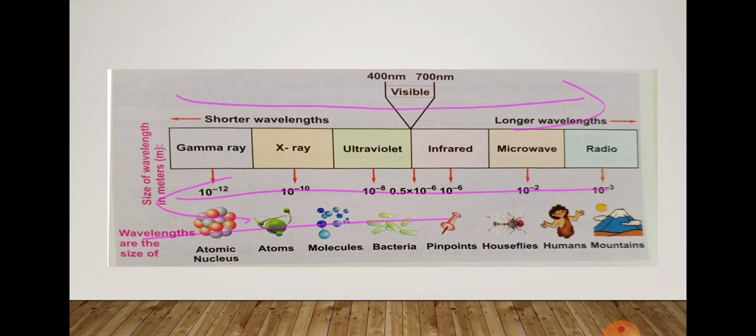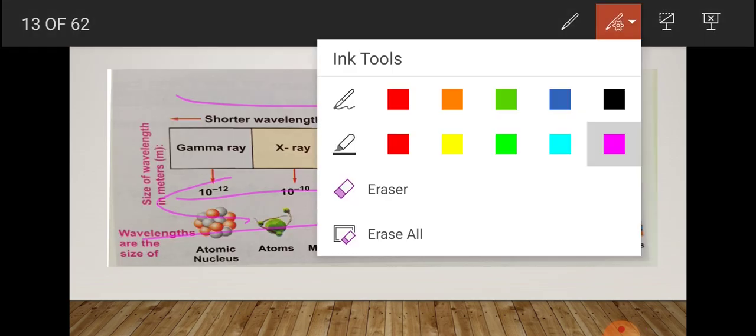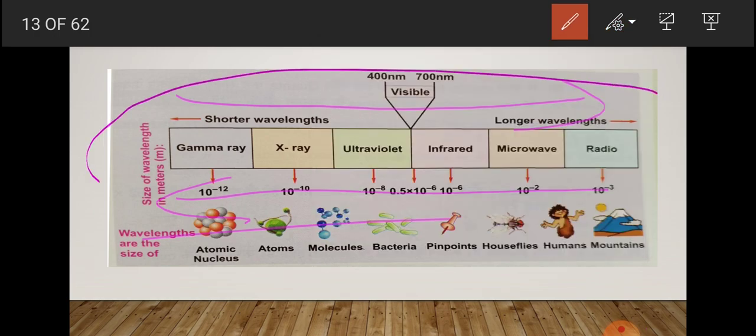The instrument which is used to separate the radiations of different wavelengths or frequencies is called a spectrograph or spectroscope. And this arrangement of electromagnetic radiation in order of increasing wavelength or in order of decreasing frequency is called the electromagnetic spectrum.